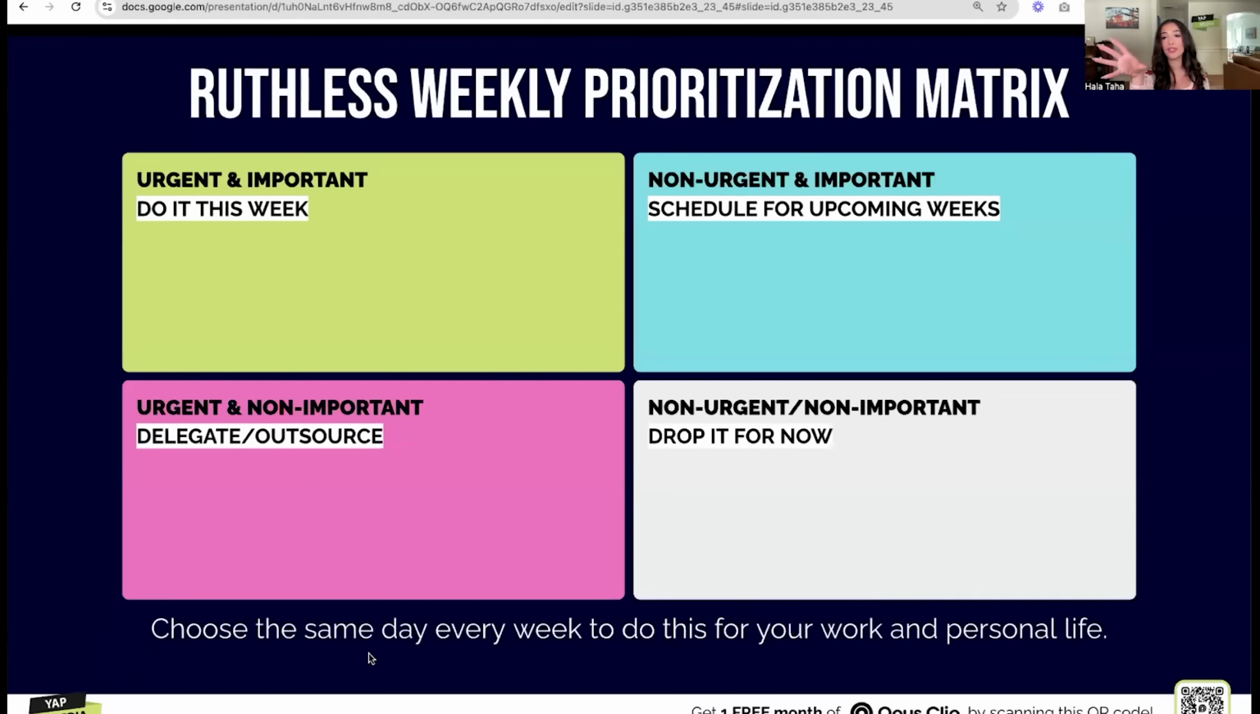This is something that you do either Friday afternoon or Monday morning. Okay, so is it urgent and important? You're going to do it this week. Is it non-urgent and important? You're going to schedule it for upcoming weeks. Is it urgent and non-important? You're going to delegate it, outsource it. Or is it non-urgent and non-important and you're going to drop it for now?